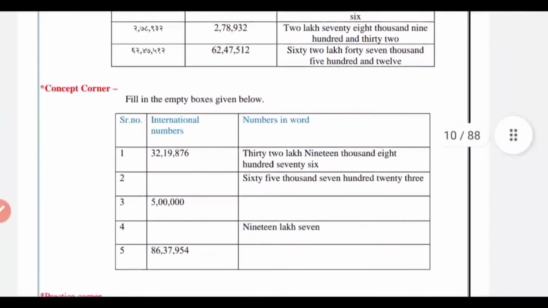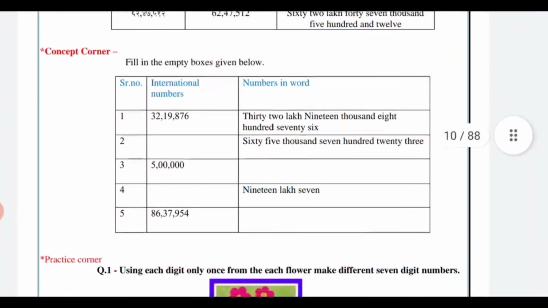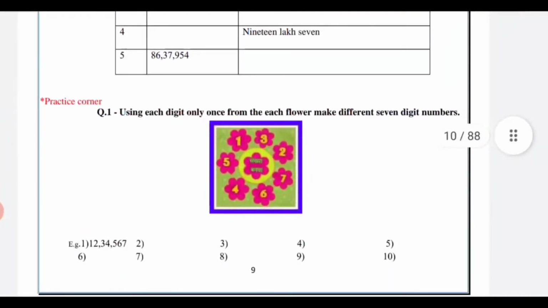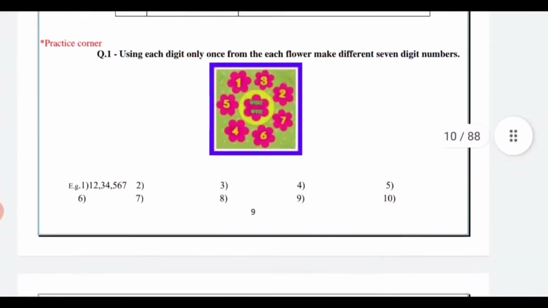Now let us see what is there next. Next there is a concept corner. In concept corner we have been given one table and we have to fill in the blanks. So let us do this concept corner in our notebook. After concept corner there is practice corner. In practice corner also we have to solve questions. We have been given a few digits and we have to make different 7-digit numbers. In practice corner, the first question is this one.